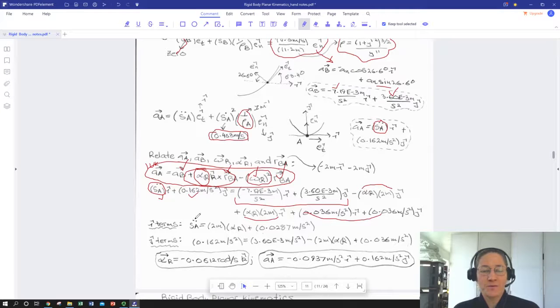So collect terms, solve. Collecting terms will allow us to write an equation that relates the tangential part of our acceleration at point A and our rod angular acceleration, and then we drop down to our j hat term to solve directly for the angular acceleration, substitute, and we get both answers.